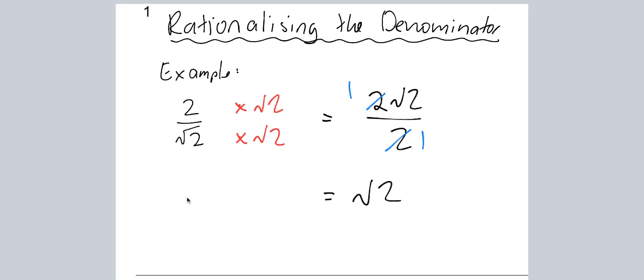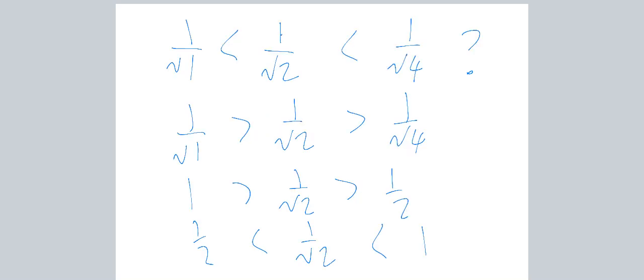Okie doke. In terms of being able to put this on a number line, for example, it does make it a bit easier. Because if I said to you, where is 2 on root 2 on the number line, you now know it's between 1 and 2. Because it's the same value as we had back here.